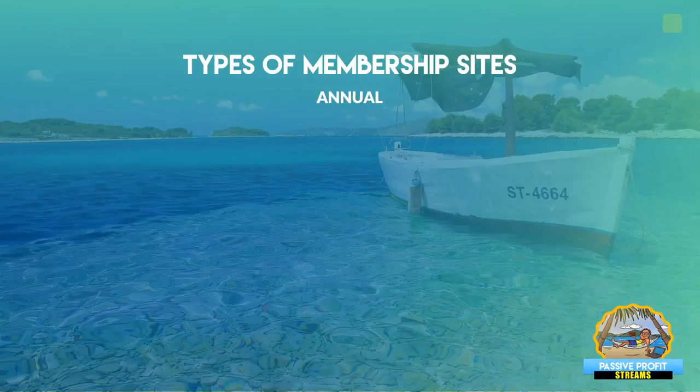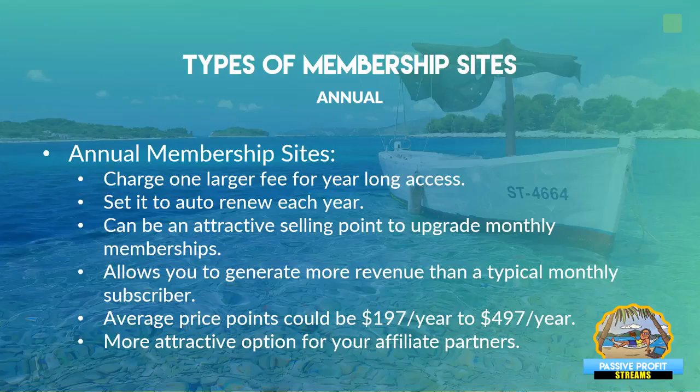The next thing that we're going to talk about is annual memberships. And again, this is a charge of a larger fee for year-long access. And you can set it, of course, to auto renew each year. Plenty of these membership services offer that type of functionality. It can be an attractive selling point to upgrade monthly memberships.